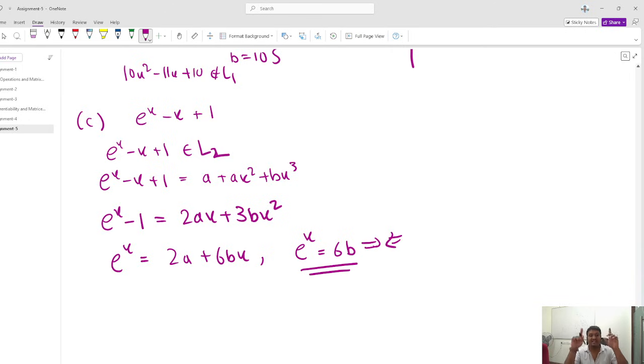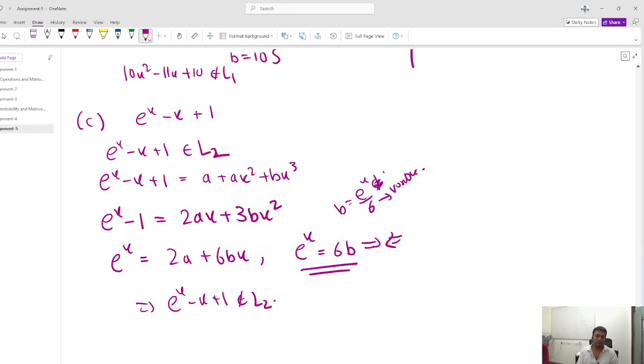Why? Because x is a variable, right? x is not a fixed number. Here you are getting a fixed number. So for b you are getting e to the power x by 6, which is a variable, which is not a number, right? So this implies e to the power x minus x plus 1 does not belong to L2. Similarly, I request you to show that it also does not belong to L1. So none of these belong.